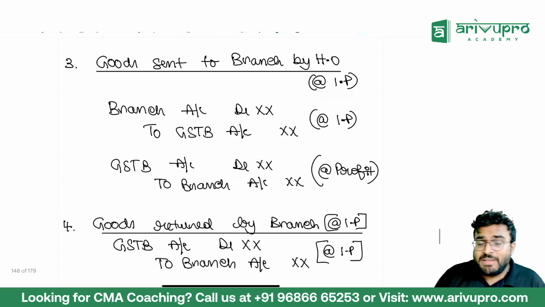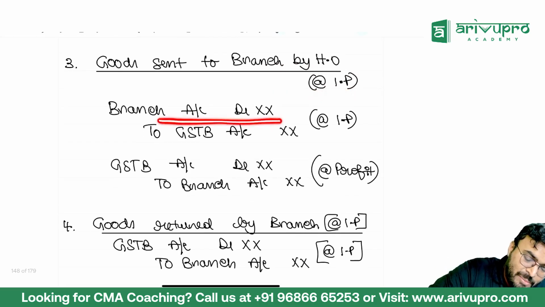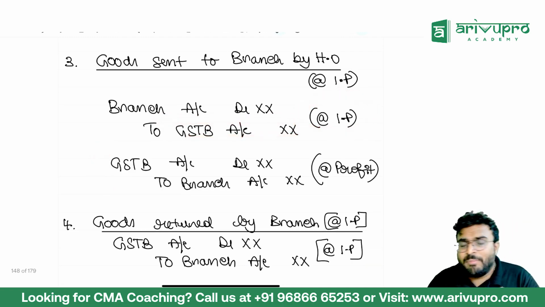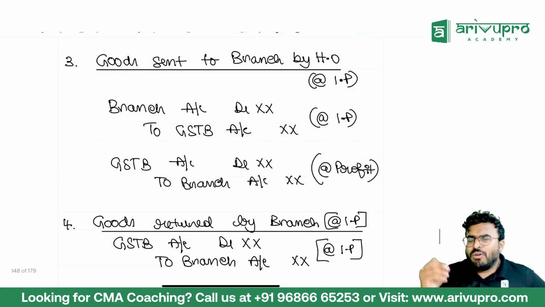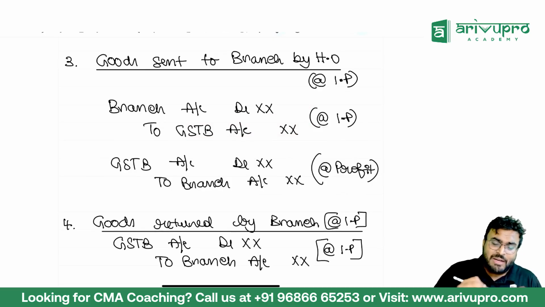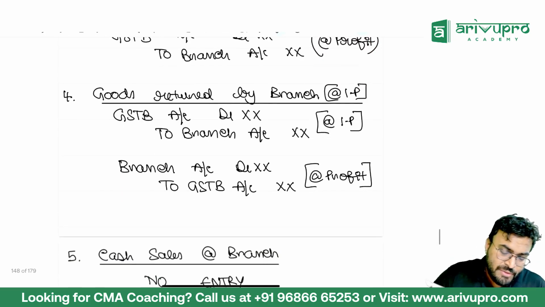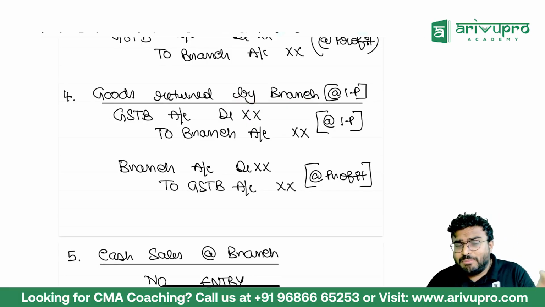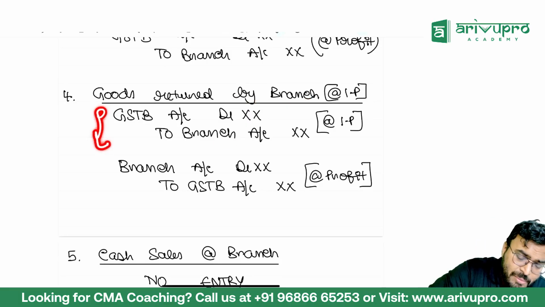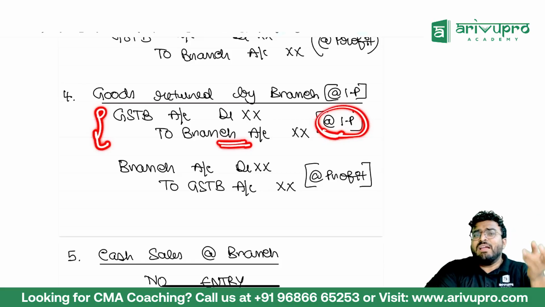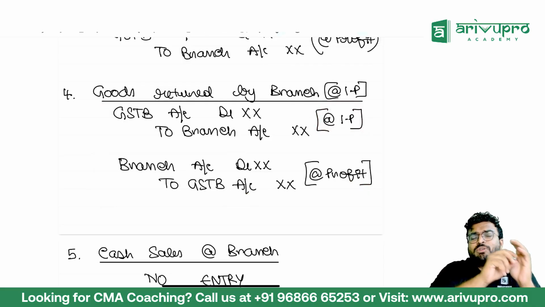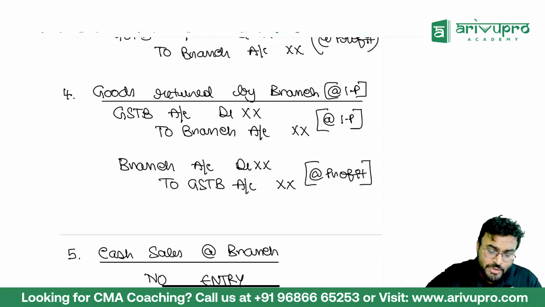If it is at invoice price, first you will record branch account debited to goods sent to branch at invoice price. Then removal of loading effect: goods sent to branch account debited to branch account, you will reverse the profit portion. Then goods returned by branch: same thing. You will write goods sent to branch account debited to branch account at invoice price, then reverse it again, branch account debited to goods sent to branch, the profit portion. So whenever goods are sent at invoice price, immediately you have to pass the opposite effect.